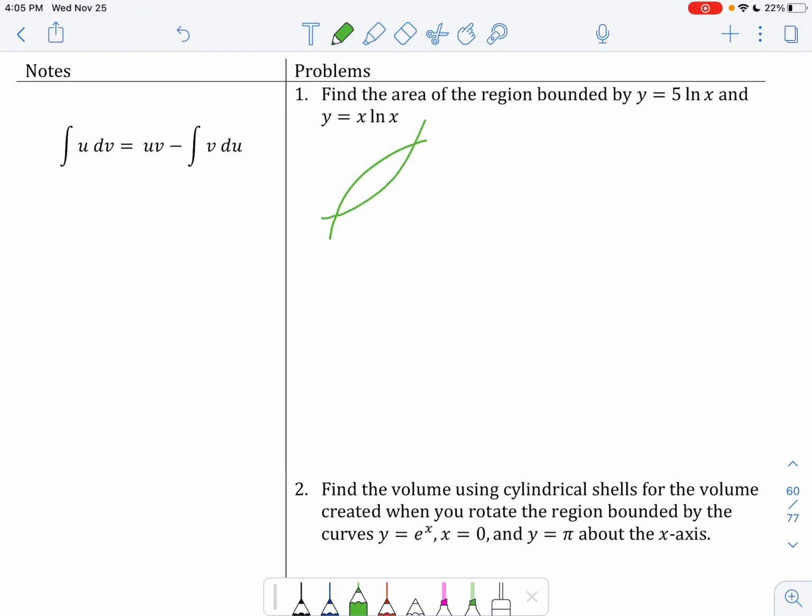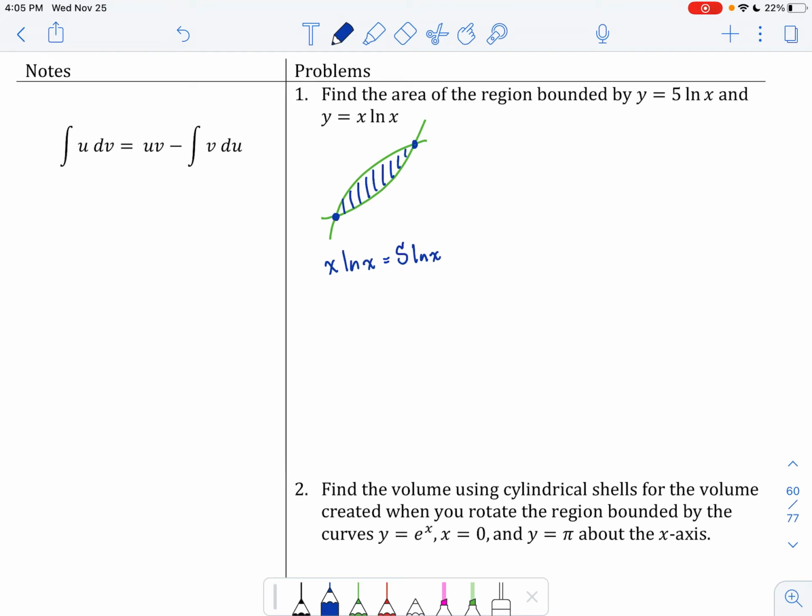We've got two curves like this. And so the first thing we're going to do is ask ourselves, all right, where do they intersect so that we can find this area here. Now the easiest place to ask where do they intersect, set them equal to each other. And our two curves here are x ln of x and 5 ln of x.